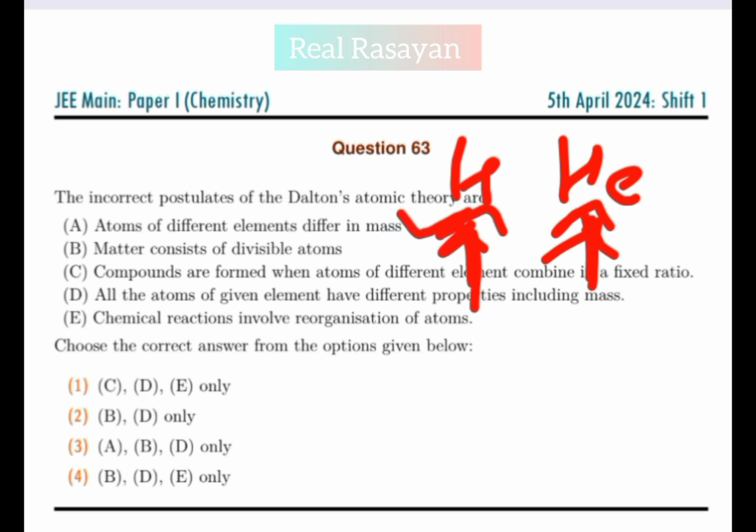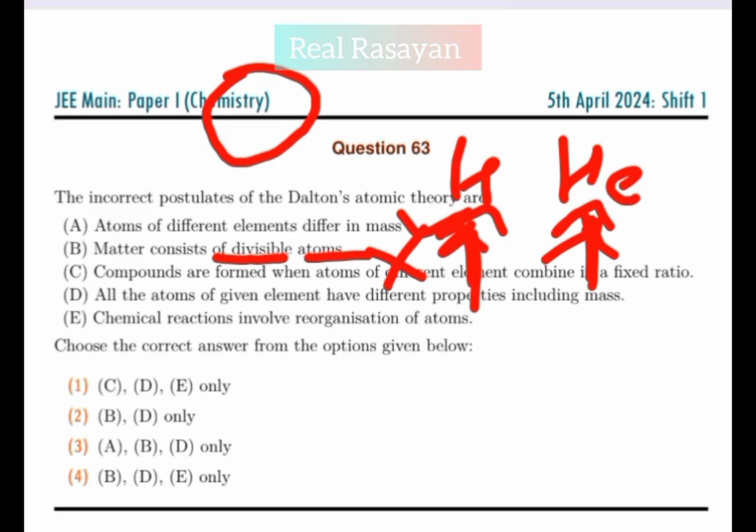Matter consists of indivisible atoms, because the atom is the smallest fundamental particle that cannot be divided. So it should be indivisible atoms, and the statement as given will be incorrect.